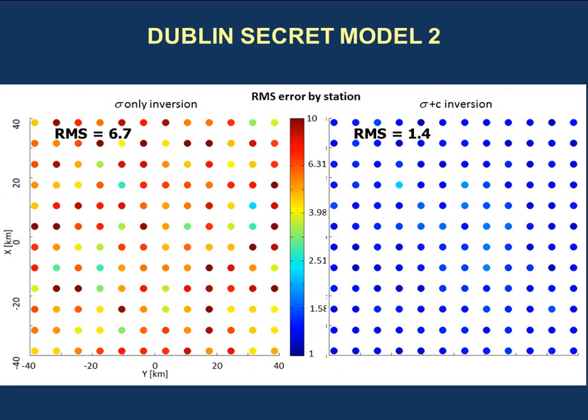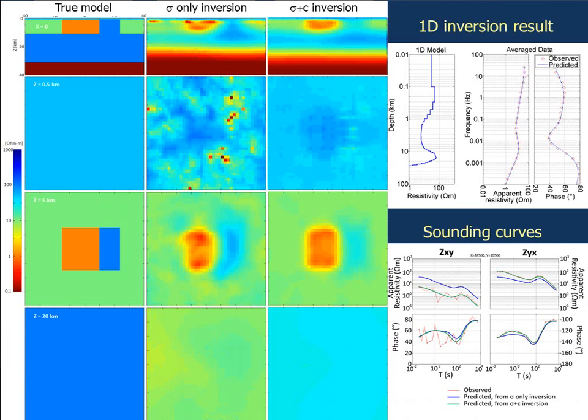On the left we're seeing the result of conductivity-only inversion. I did not include any distortions in the inversion, and the inversion couldn't converge to a reasonable level of misfit. The RMS is 6.7, which is very high. If I run conductivity and distortion inversion, I was able to reach an RMS of 1.4. So this is much better, and obviously distortion helps to fit the data with high accuracy.